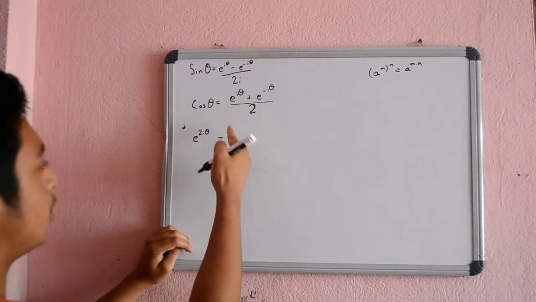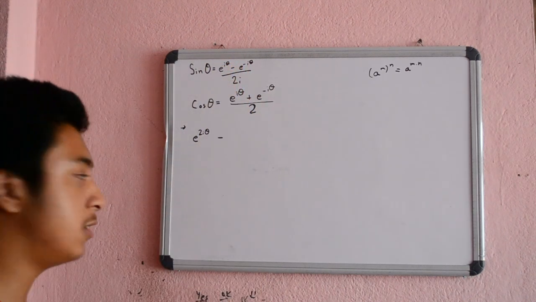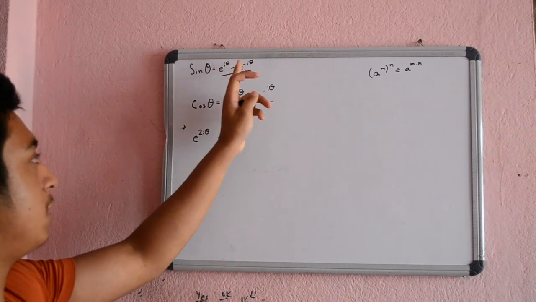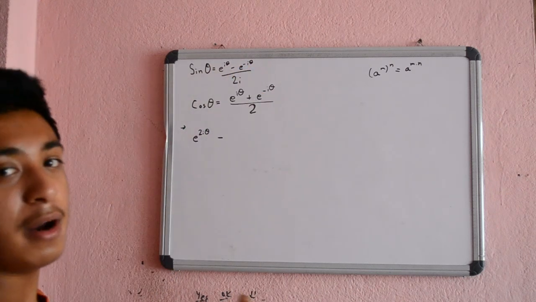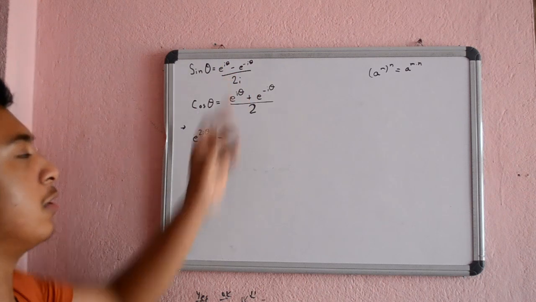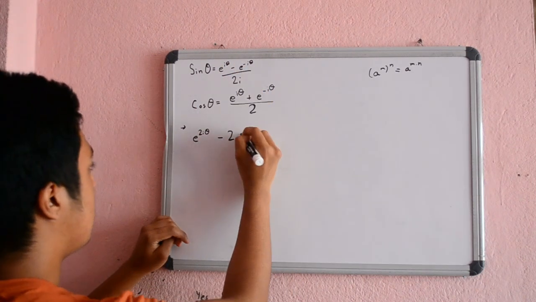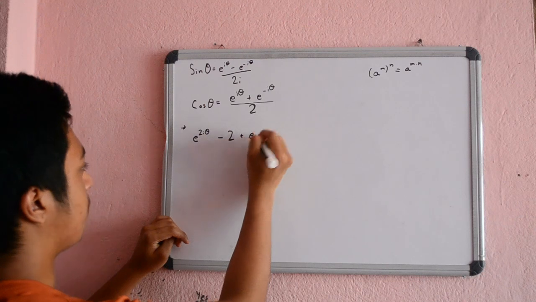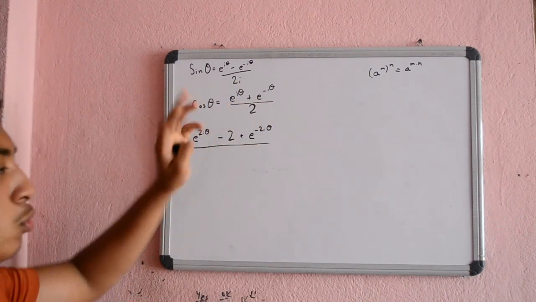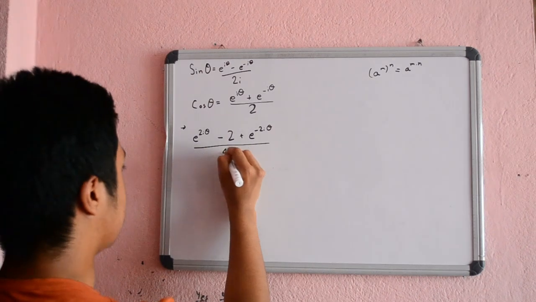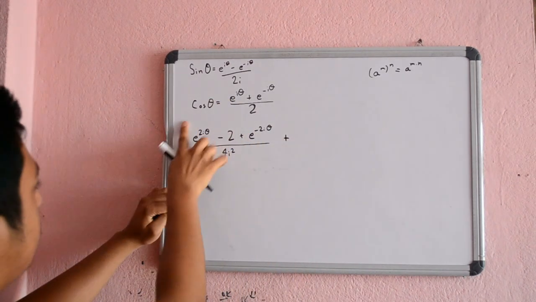And minus 2 into a into b, and since these two are multiplicative inverses, that means when they are multiplied with each other they give 1, because this is just 1 by e to the power iθ, and multiplied with e to the power iθ gives 1. So this is just minus 2, plus the same thing with this, e to the power minus 2iθ, and on the bottom we'll have 2i whole squared, which is 4i squared, and here this is plus. And I should write this over here.